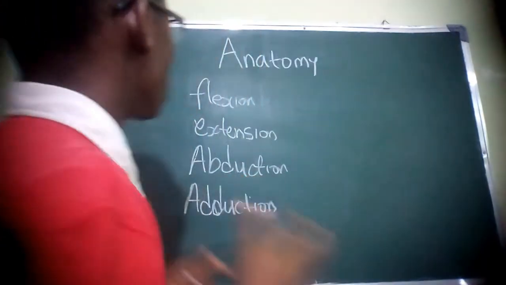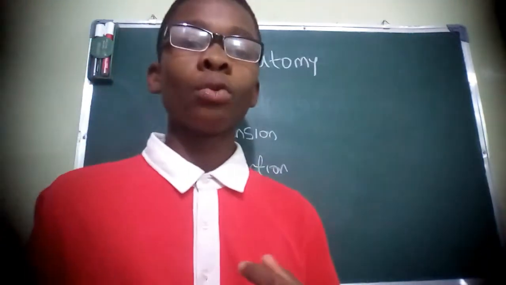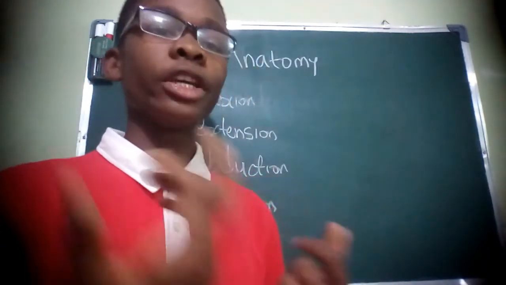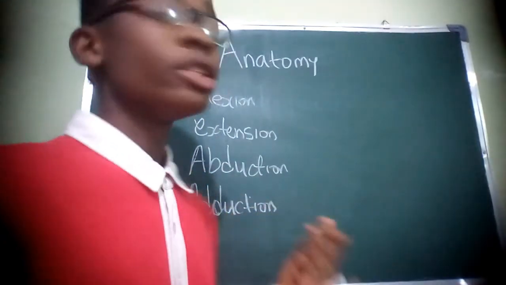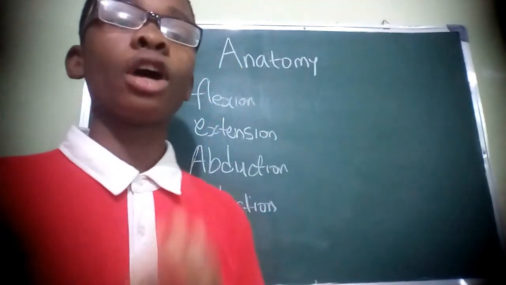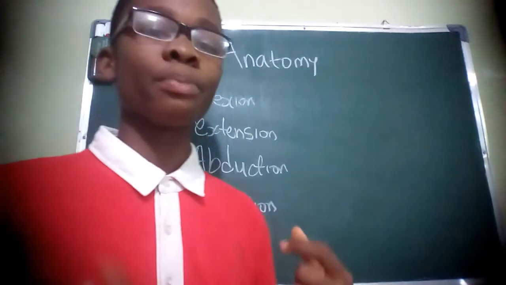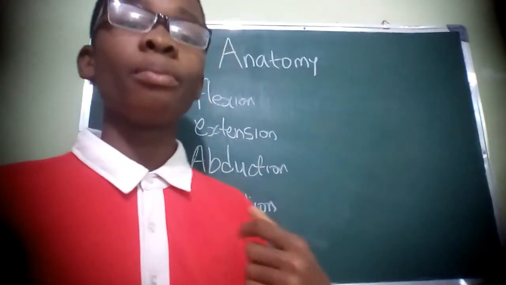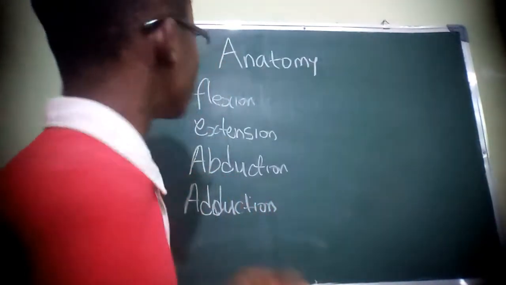Like when you're flexing your thumb, which occurs in one deformity, which is involved with the hand, which is the claw hand, Klumpke's paralysis, which involves the brachial plexus.